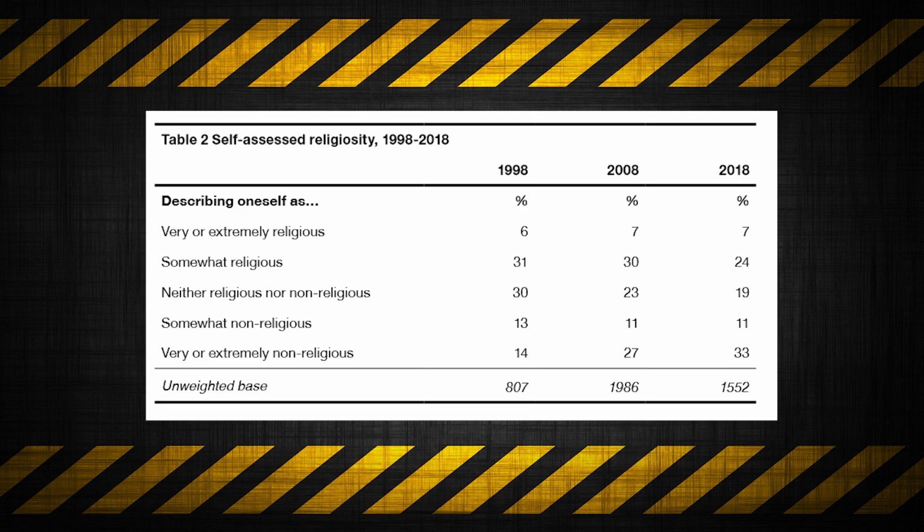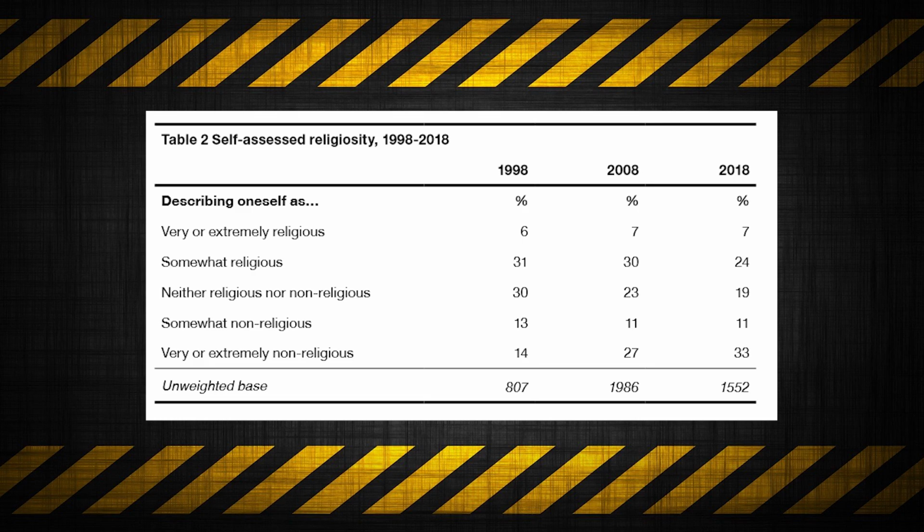But also at the other end, very or extremely religious, the percentage has remained roughly the same, 6% in 1998, 7% in 2018. Now, some of that may be because of these non-Christian religions which seem to have a stronger religious core. But again, let me draw you back to what we were talking about with that evangelical core within the Church of England, which isn't necessarily growing, but it is growing as a proportion of the Church of England.